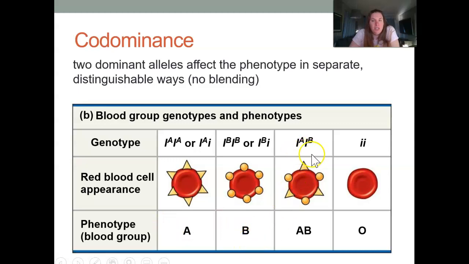There's only 1 genotype that would lead to being AB, and there's only 1 genotype that would lead to type O. And as you can imagine, blood type A and blood type B are by far the most common blood types that we see in a population, because there's more genotypes that would lead to that phenotype.